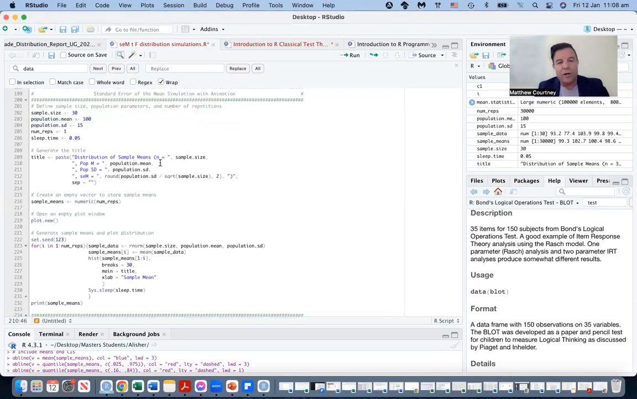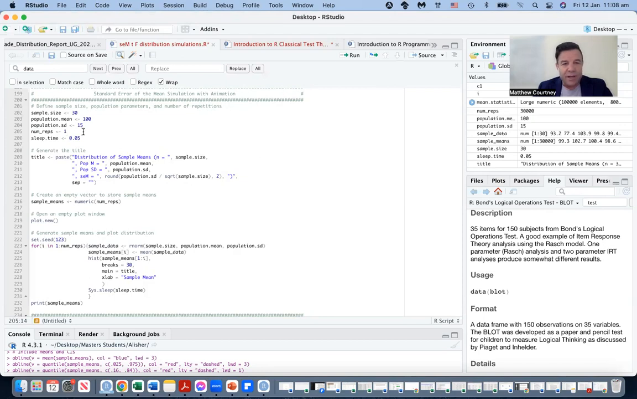In this example, we imagine a population with a mean of 100 and a standard deviation of 15. This aligns with IQ. Now imagine that we're taking a random sample from that population of 30. 30 adults are being sampled in this case.